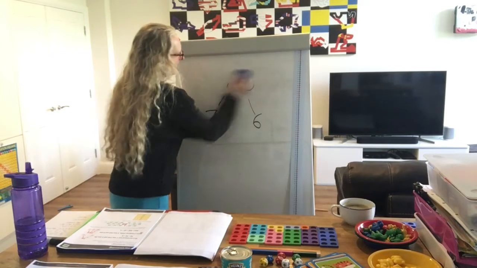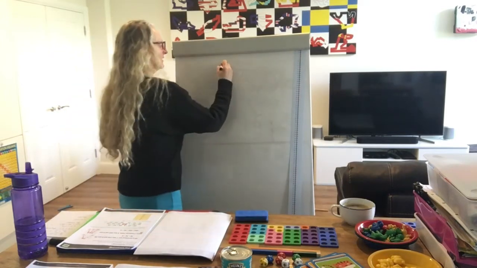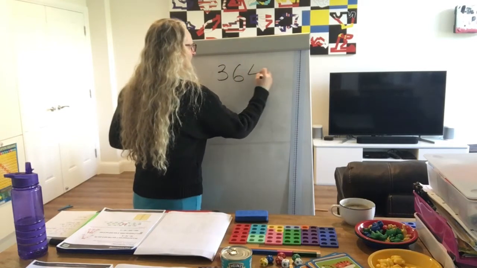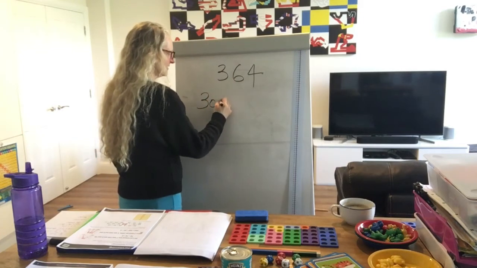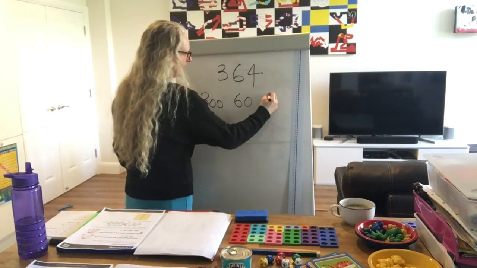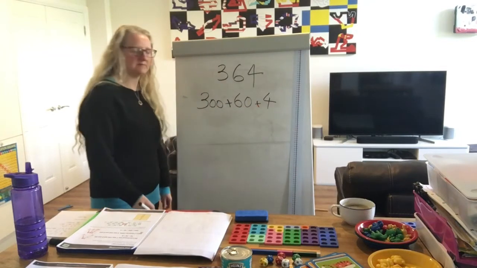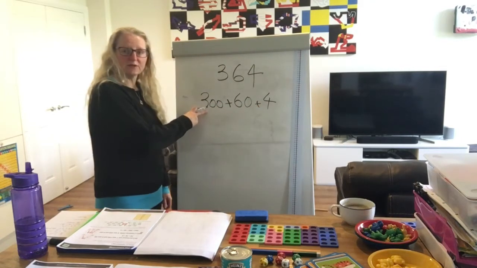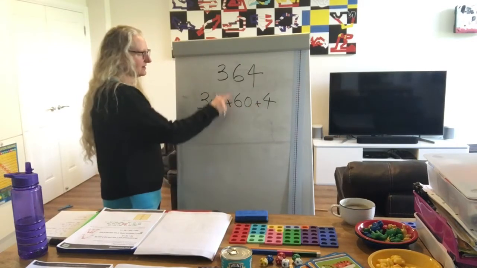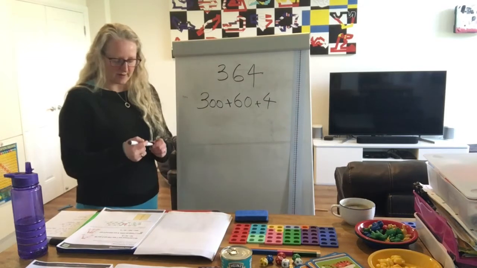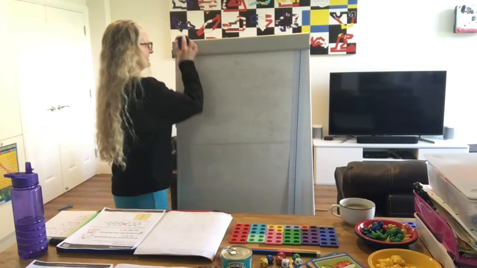Okay? If we move on to a 3-digit number, 364, we would partition this as 300 plus 60 plus 4. And typically, we put pluses in, yeah, to show that I'm adding my 300s, my 6 tens, and my 4 ones together to make 364. However, there is something to learn about partitioning.